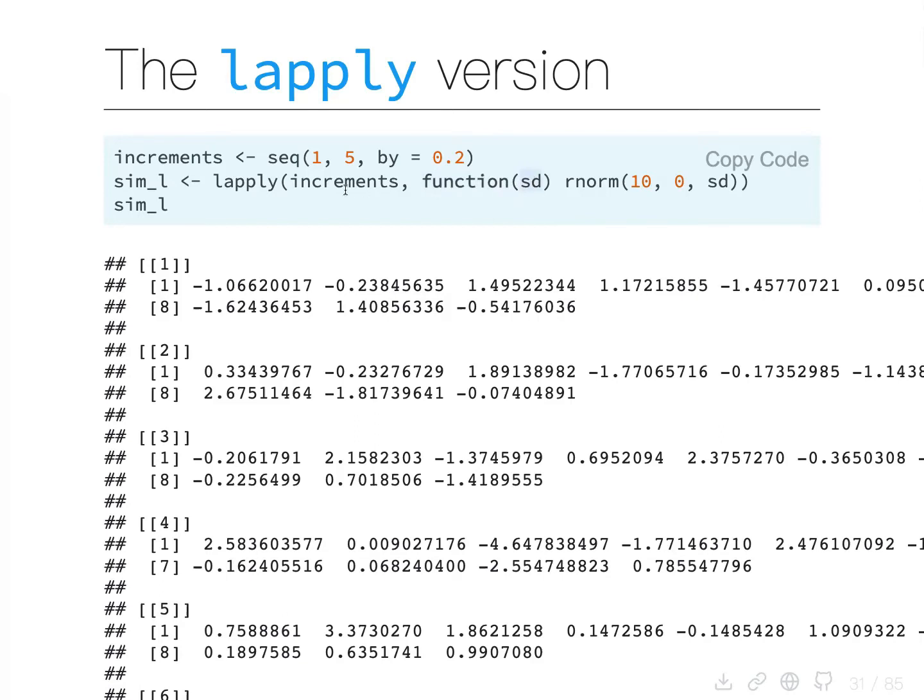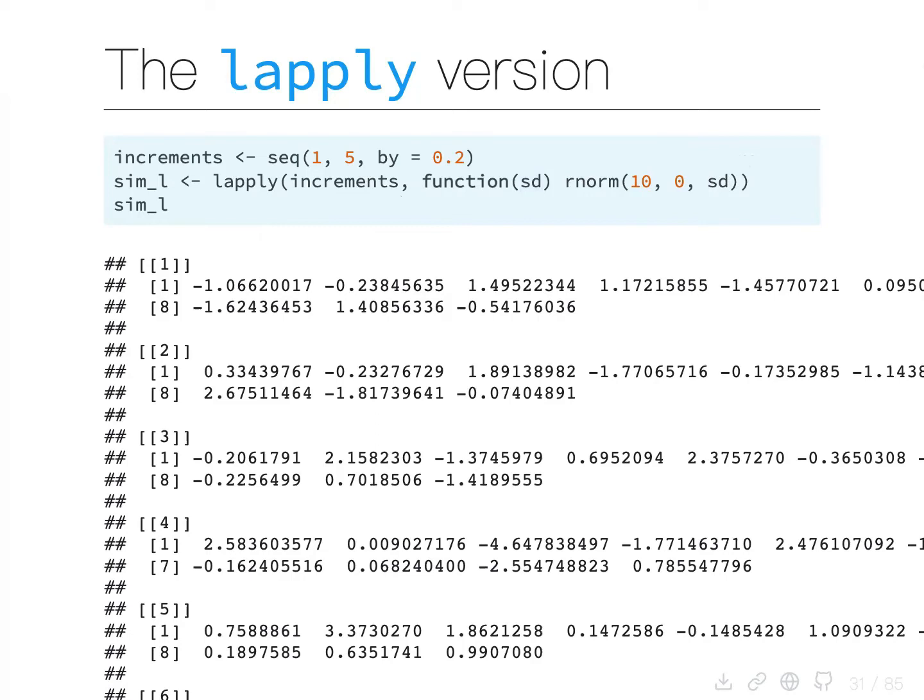Okay, because that's what these increments are, right? They're the different standard deviations that I want to apply. So I'm going to loop through increments and apply this function. It's a function that takes an argument standard deviation, and then we go rnorm(10, 0, SD). And so this SD gets filled in with each element of increments.